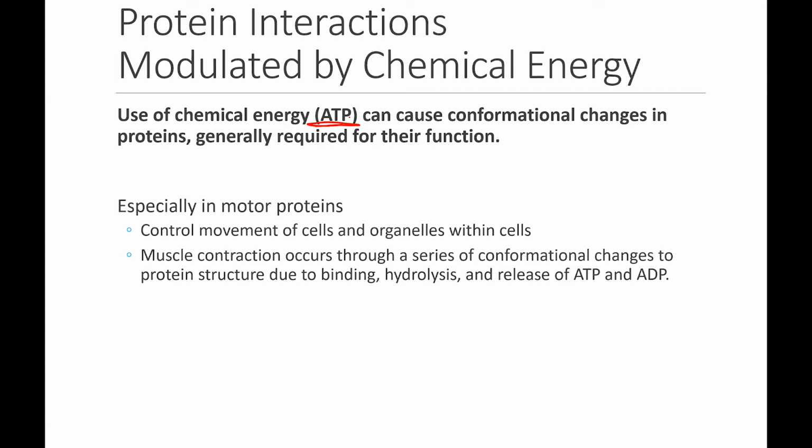And especially this occurs in motor proteins. So control and movement of cells and organelles within cells is very often controlled by the use of ATP. For muscle cells in particular, muscle contraction occurs through a series of these conformational changes. And again, it's due to protein structure binding, hydrolysis, and then release of ATP.